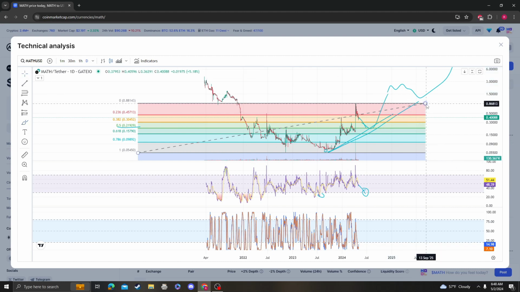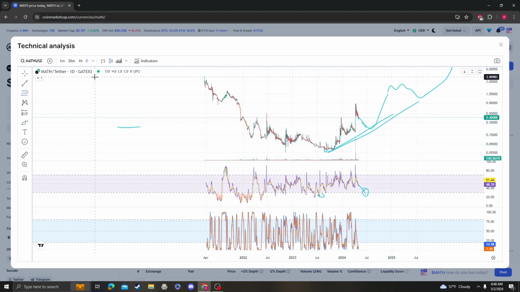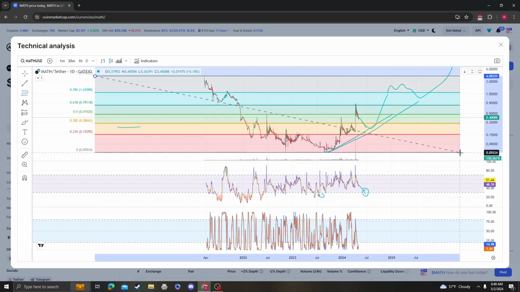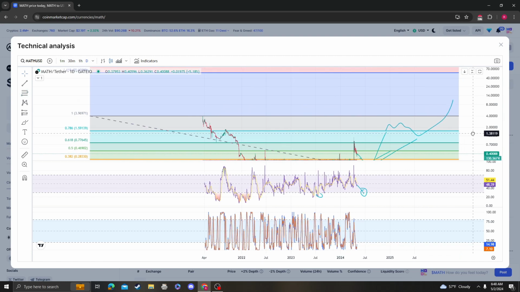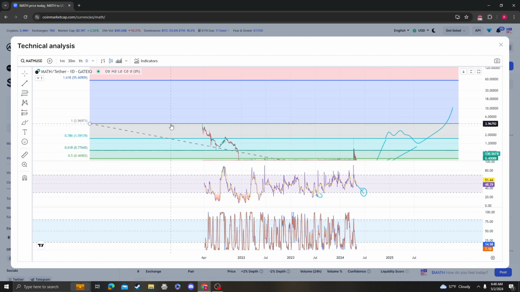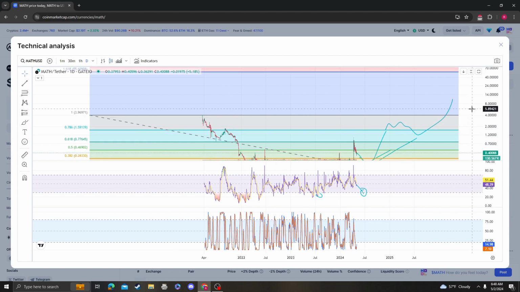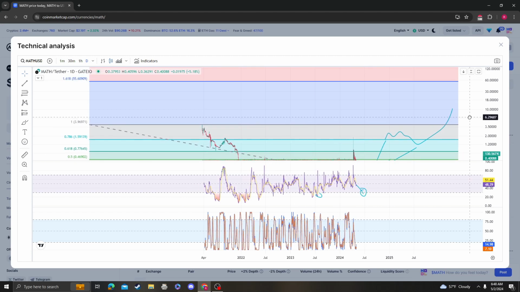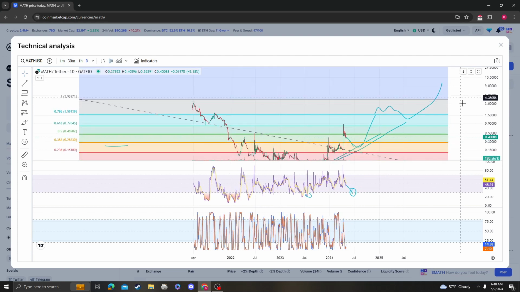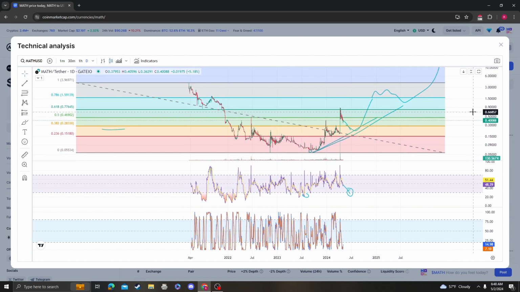Actually, let's see where it's headed long term. So if MATH breaks its previous all-time high, you're looking at anywhere between the previous all-time high and $55. How high you can go, I have no idea, but it could land anywhere between $3.96 and $55.60. Again, that's just my opinion.